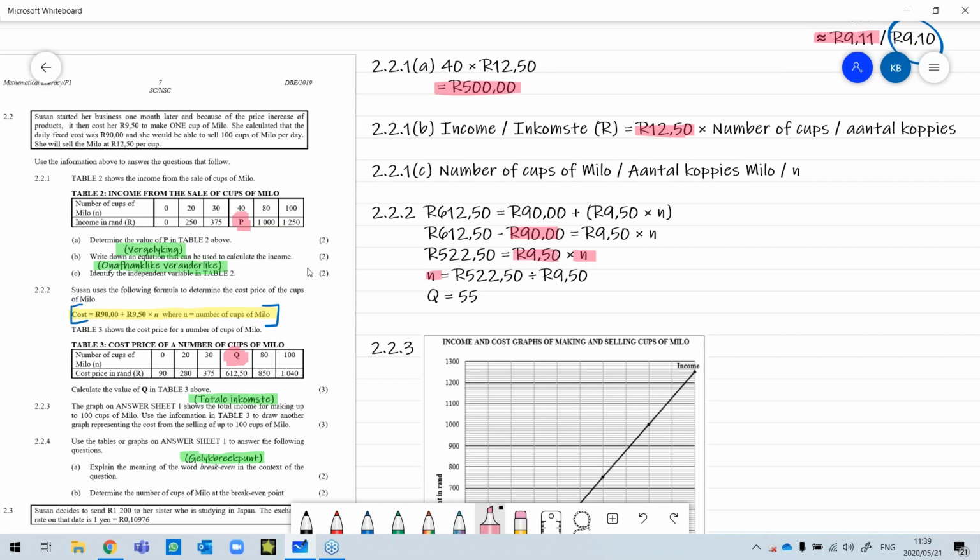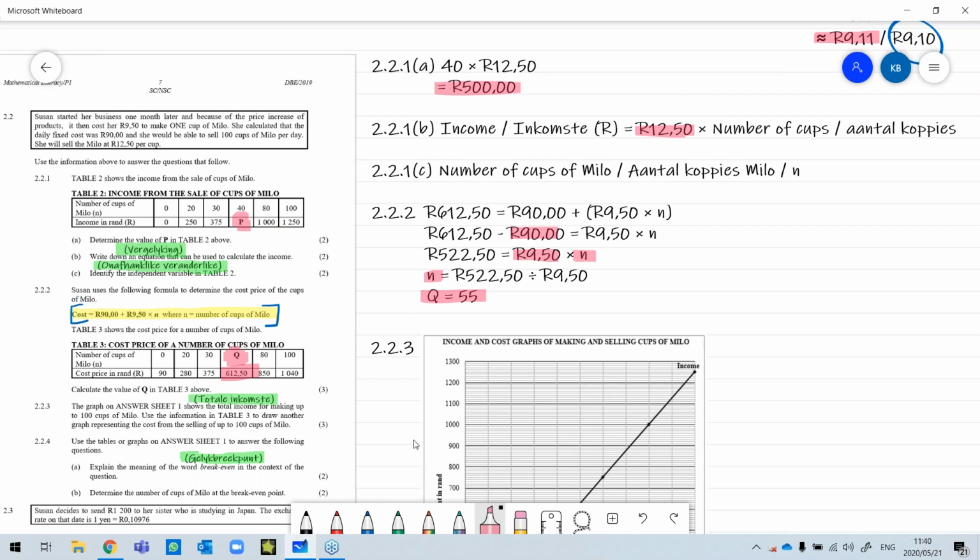This will mean that N is now all by itself, and the rest of this equation we can solve on our calculator, and it's going to give you an answer of 55. Okay, that means 55 cups of Milo will cost R612.50. And this is the cost price. Therefore, it means to make 55 cups, it is going to cost the R612.50.